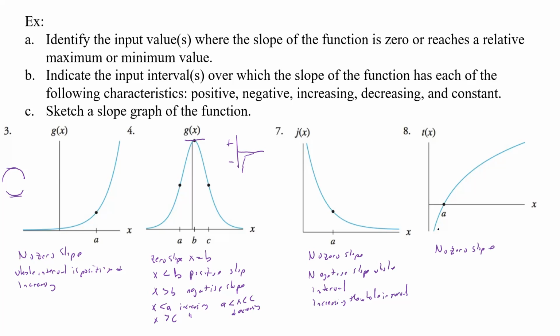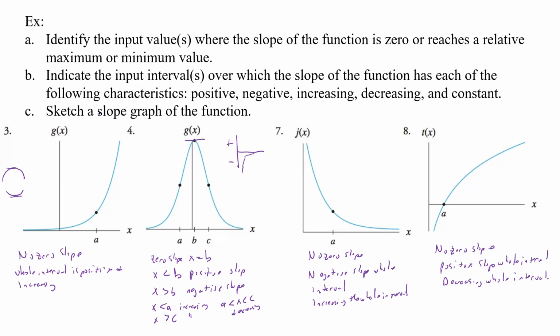Now, what about this one? Well, this one, it's positive slope the whole way. Okay. And on this one, what's it doing? Well, here it's the steepest, and then it's getting closer and closer and closer to zero. So it's decreasing as well, the whole interval. Okay. All right. So I think that has everything there.